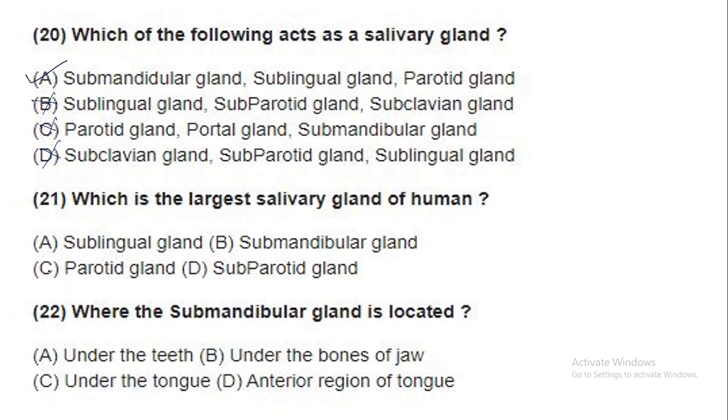Okay, when you recollect the salivary gland diagram we just had a look at, you will see that the parotid gland is present in front of the ears. So it is the largest salivary gland of humans.